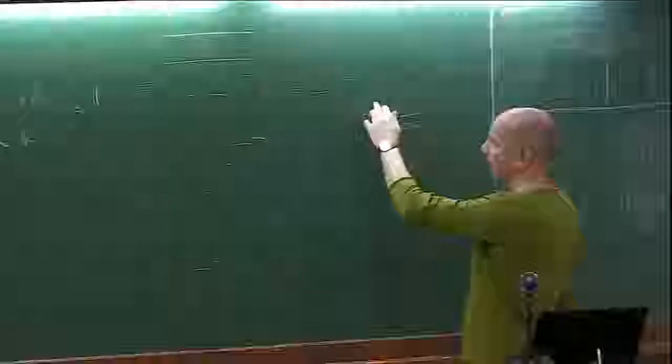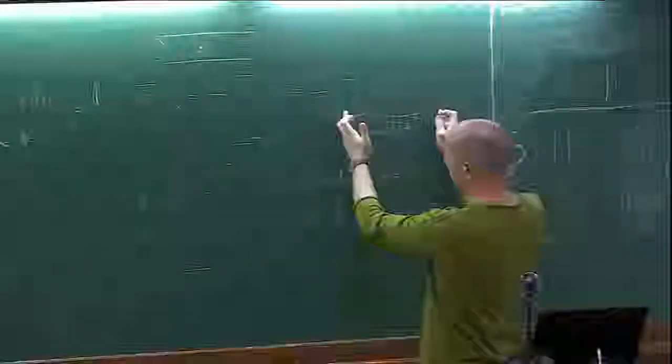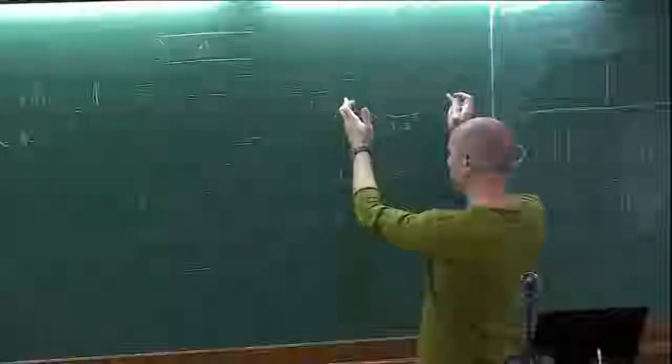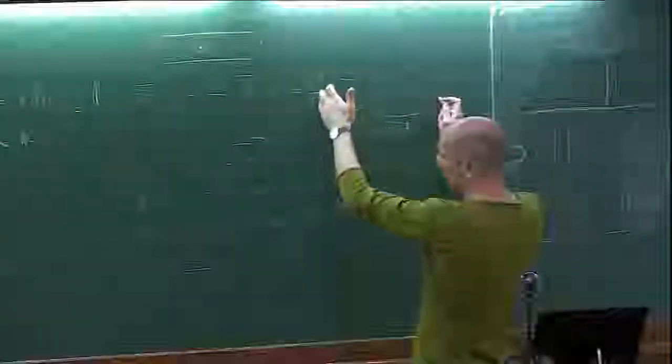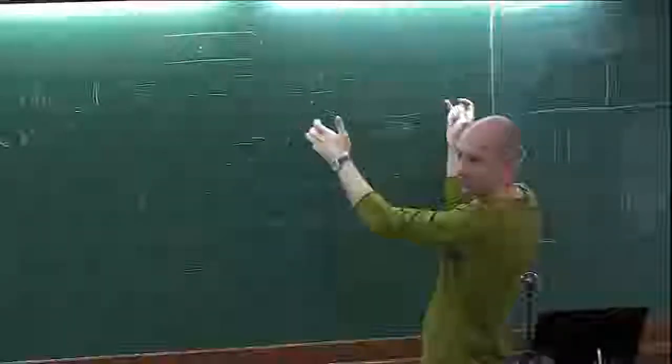Questions about this? Yeah? Well, we're on a compact manifold, and we have some vector field globally defined on this compact manifold, so it has bounded norm. And so J of it is another vector field that also has bounded norm. And because I'm dividing by larger and larger constants, this has to go to zero. Okay?